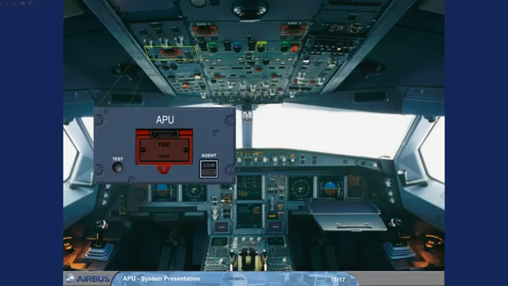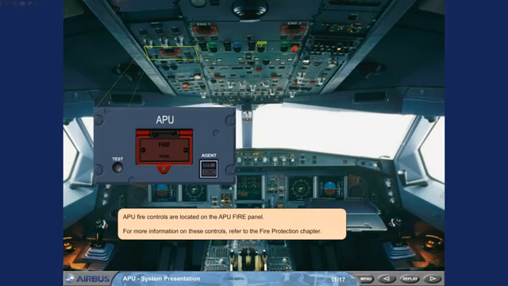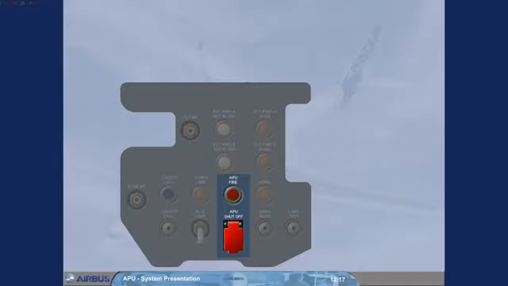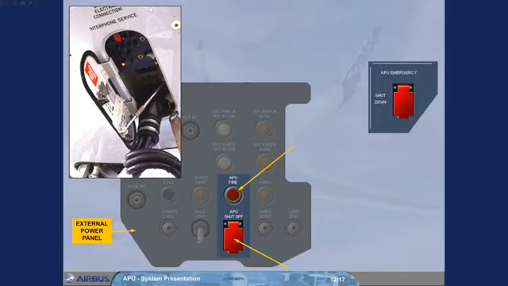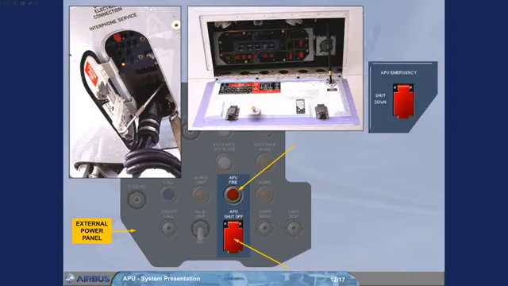APU fire controls are located on the APU fire panel. For more information on these controls, refer to the Fire Protection chapter. There are also an APU shut-off push button and an associated APU fire warning light located on the external power panel. Refer to the A330 Fire Protection chapter. There is also an APU emergency shutdown push button located on the refuel defuel panel.